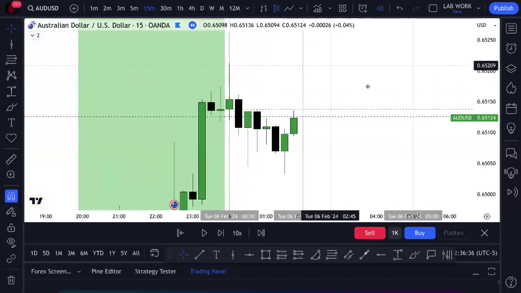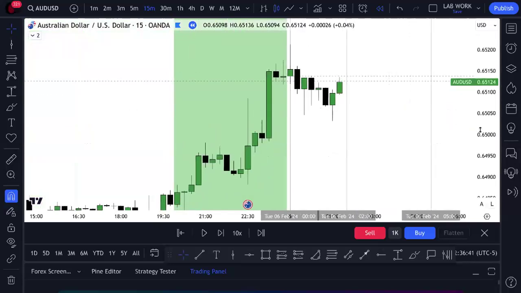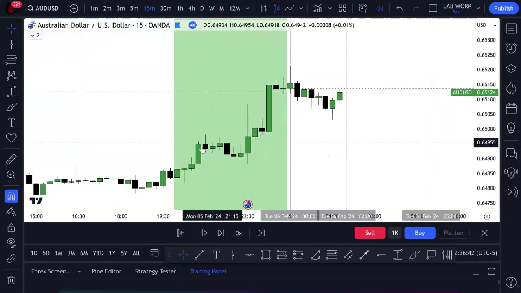I think I confuse a lot of people, and I kind of upset a few people saying that. And I don't mean to offend anybody, but when I say sessions, I'm mainly referring to the kill zones because I'm not looking at the extended hours. I'm not.